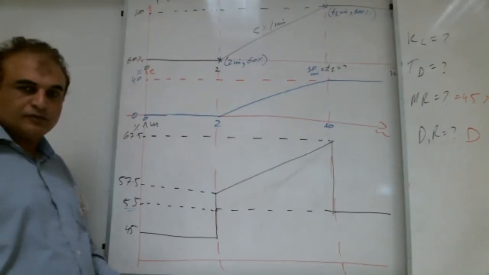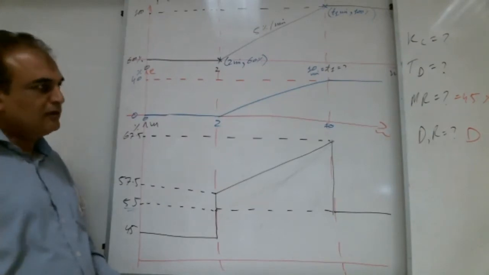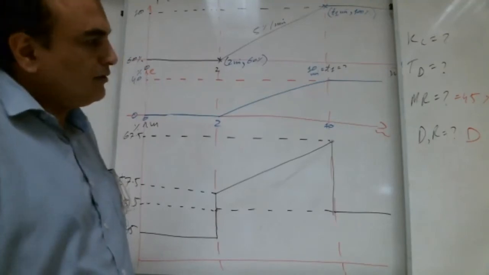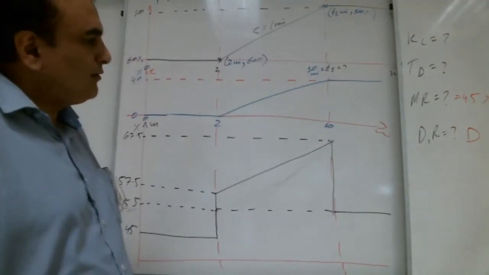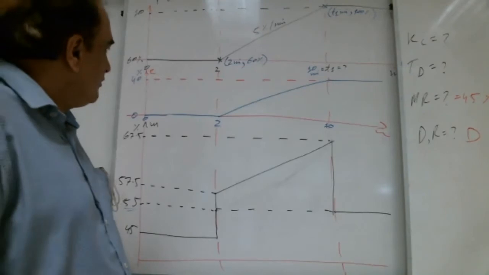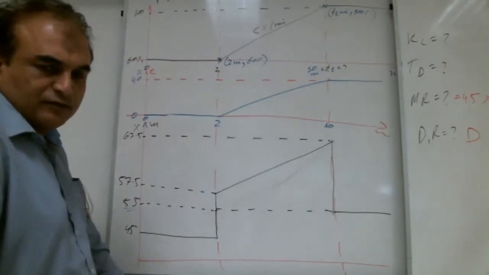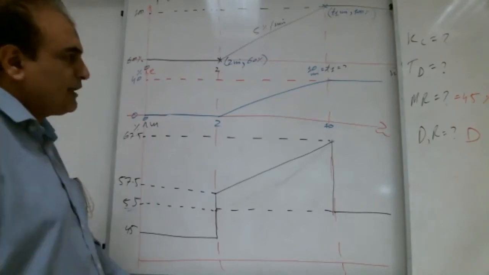$22.5. What gain is what? 22.5. How come? 0.56, teacher. Yeah, how do you get it? Please tell us. What is the change of output?